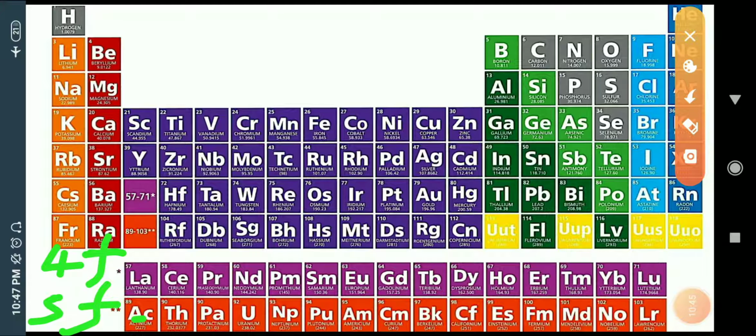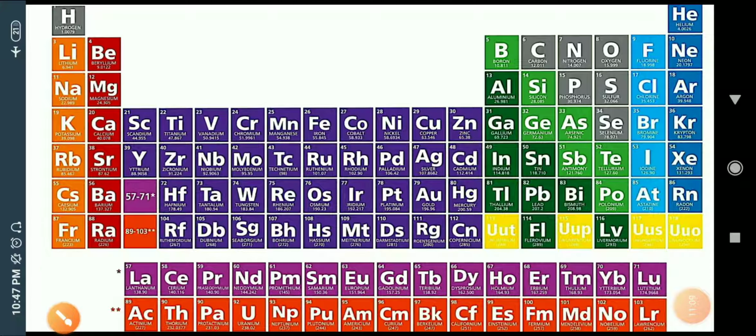Lanthanide series contains the elements from 58 Ce to 71 Lu. It means in the lanthanide series, the elements present are from 58 cerium to 71 Lu. Lu is called lutetium.